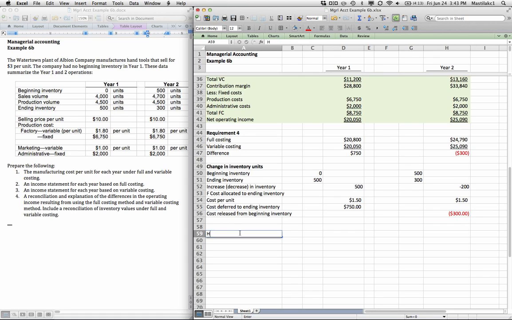Another way to think about it is how much fixed cost shows up on the income statement.